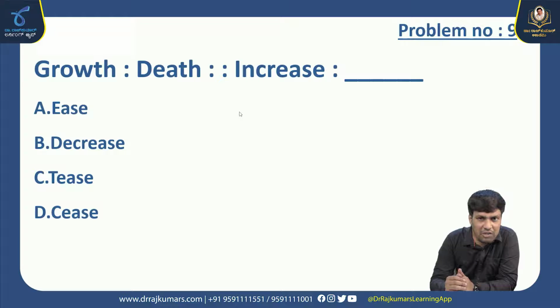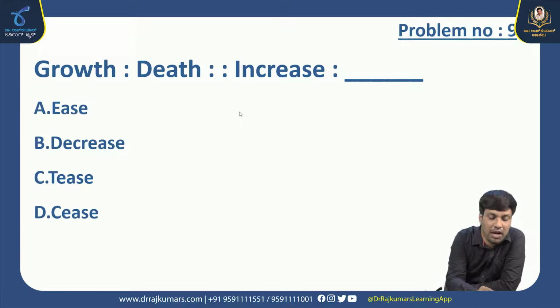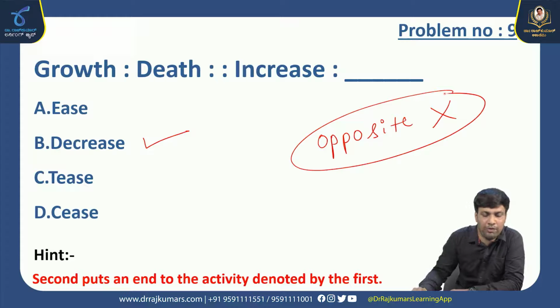Then what is the analogy followed here is the second one puts an end to the activity of the first one. We usually see here death puts an end to the activity of growth. We observe in the same sense decrease puts an end to the activity of increase. Okay, the right option for this question is answer B. Moving on to our next question.